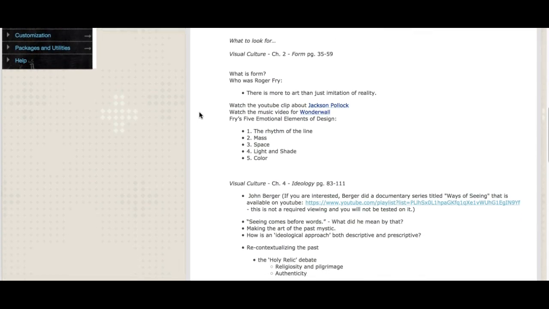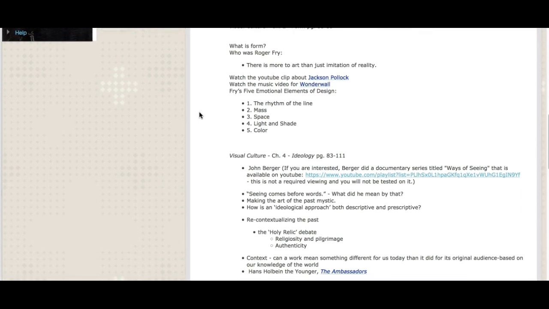So I like to give you notes for the Visual Culture text because it is a bit heavier. So I want you to really focus on this whole concept of form, about who Roger Fry was, because he is the second theorist we're going to be using in that theory application paper. I've given you a couple of clips. There's a YouTube clip about Jackson Pollock and one of the music video Wonderwall. These are both pieces of art that are used in this chapter. So if you're more of a visual learner like I am, I like to be able to engage with these kinds of artifacts to further my understanding of them instead of just reading about them.